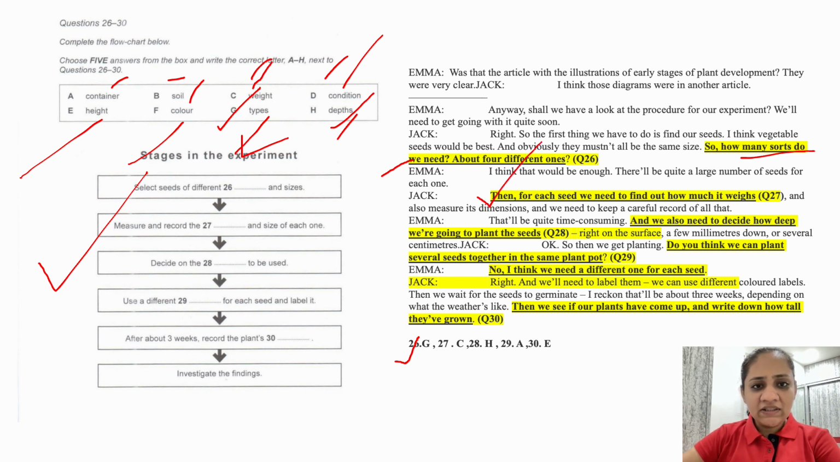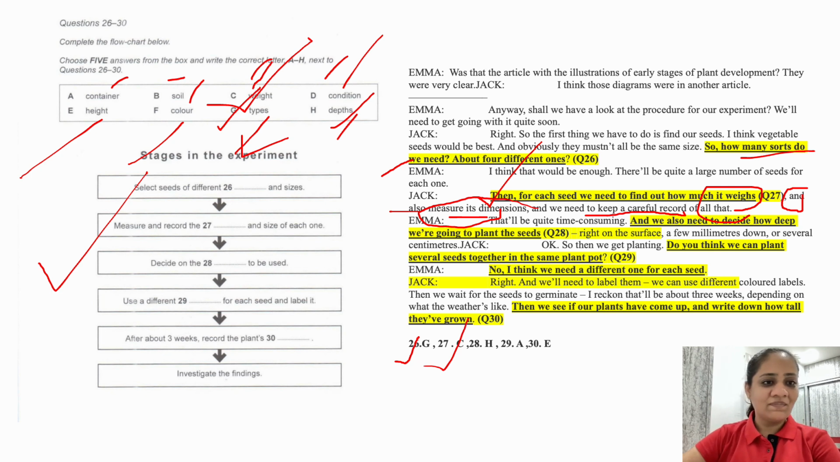Then for each seed we need to find out how much it weighs and also measure the dimensions, and we need to keep a careful record of it. Okay. So measure a record of dash the size and the size of each one. The size is already given over here, and measures in the dimension means size. Before that, "and" is written, and before "and" what they have given is weight. So is weight the answer? Is weight written somewhere? Yes, in C weight is written. So the answer of 27 is C.